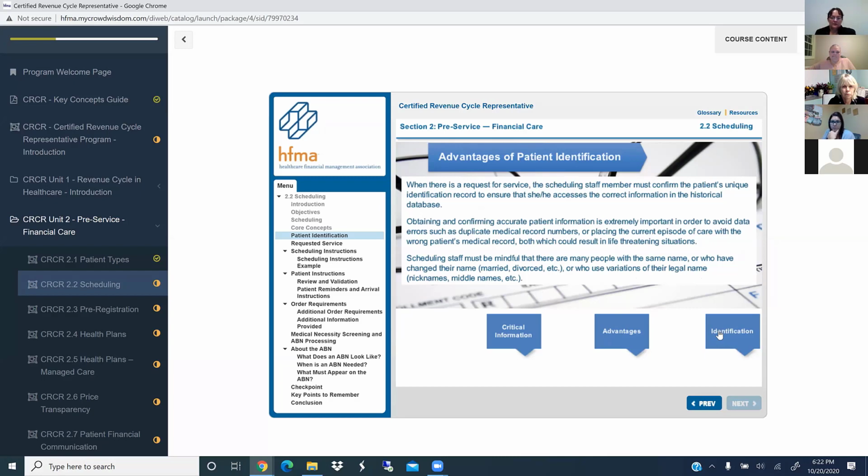Placing the current episode of care with the wrong patient's medical record could result in life-threatening situations. If you have allergies or any sort of issue that may affect your life, and you have two Christy Spencers, you want to make sure you have the correct one up and you're putting the correct information in the correct record. And scheduling staff must be mindful that there are many people with the same name.